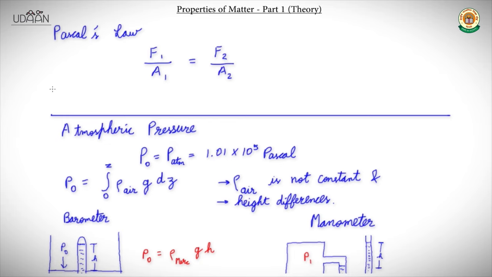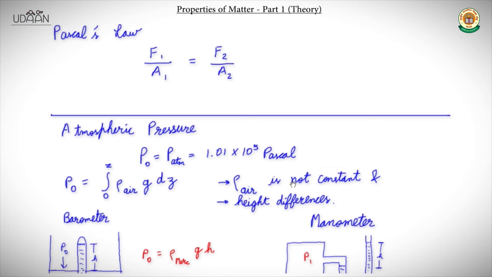Now let's talk about atmospheric pressure. Atmospheric pressure P0 is equal to PATM, which is 1.01 into 10 to the power 5 pascals. P0 is defined as the integral from 0 to Z, where Z is the height of the atmosphere, of rho air G dz. But rho air is not a constant and there are height differences. Rho air is a very small quantity and the differences can be ignored, and the height differences for nearby places are very small. So we can take that in a container, the pressure P0 would be constant.